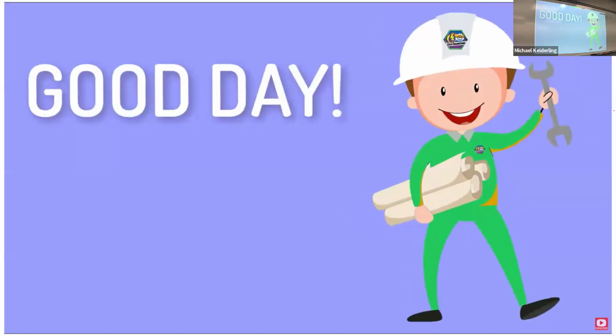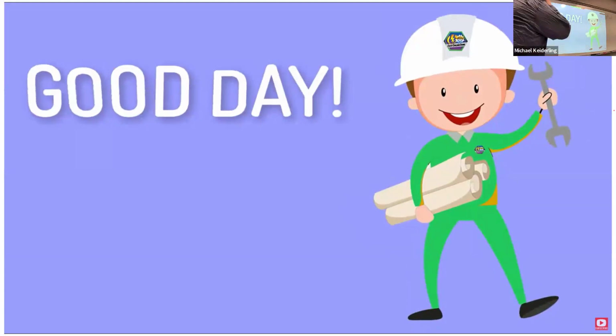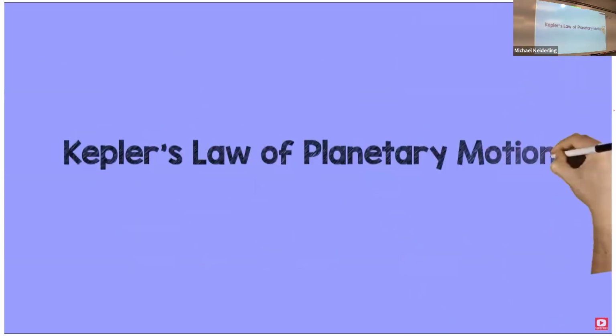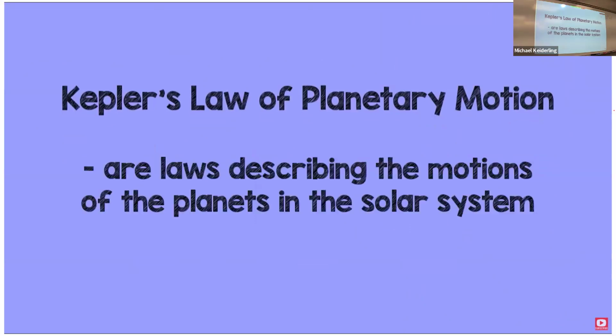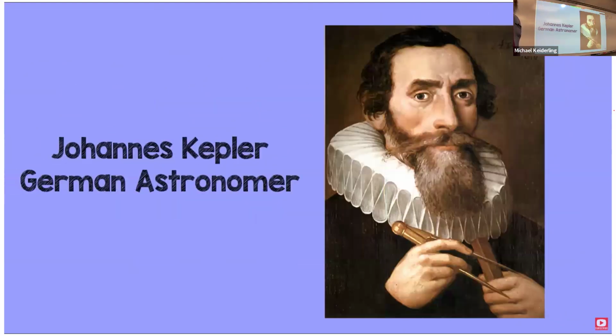Hello learners, this is Easy Engineering. Today we're going to talk about another fun topic in physics. It is all about Kepler's laws of planetary motion. Kepler's laws of planetary motion are laws describing the motions of the planets in the solar system. They were derived by the German astronomer Johannes Kepler. There are 3 laws of planetary motion. Let us talk about them one by one.